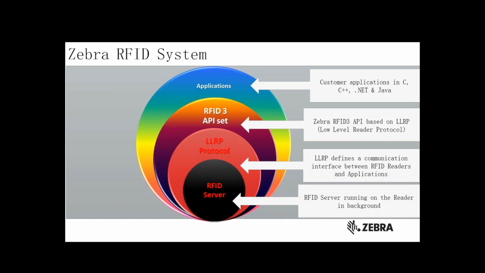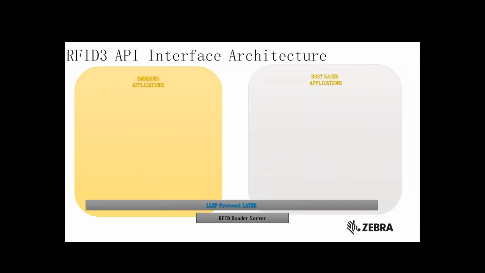Now let me turn it around and show you the difference between the two, and how it might be beneficial as you're writing your application in RFID to use one of these. So as we talked, at the very bottom you have the RFID reader server, which is sitting on the reader, and on top of it is the LLRP protocol layer. Remember, we talked about you can write an embedded application or a host application. For both of them, essentially it's the same kind of architecture.